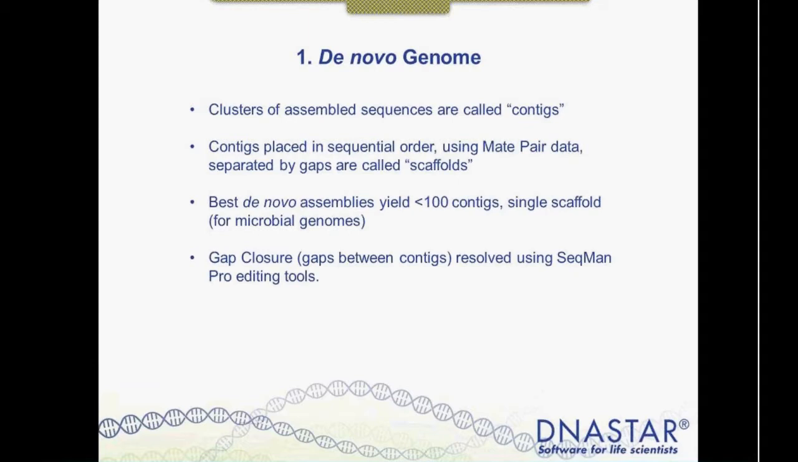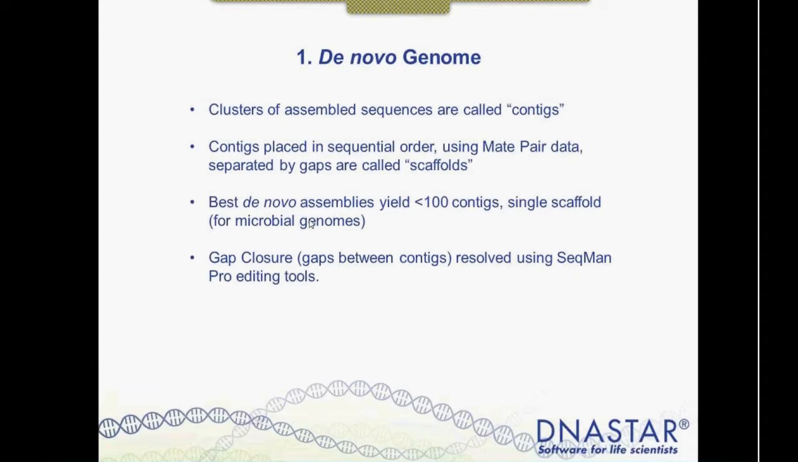Many assemblers will give you a list of contigs. If your goal is to complete a genome, just having a list of contigs isn't quite enough. Imagine that you assemble, and even the best de novo assemblies for microbial genomes yield maybe 50 contigs or 75 contigs. Those contigs can be in any order. They are not connected to each other because there's some unknown element between the contigs that prevents the genome from assembling in just the one big contig. And it's pretty rare that we get a genome that assembles in the one big contig.